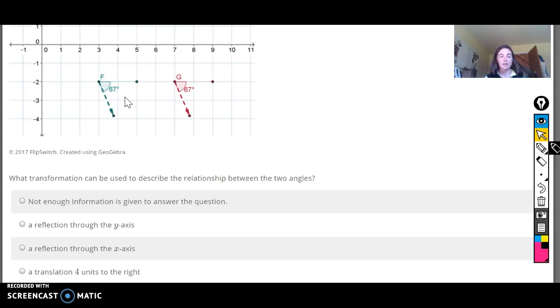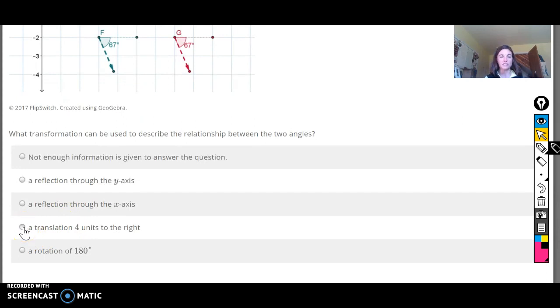So in this case, they are both 67-degree angles, so they're identical angles, and one is moving from point 3 to point 7. So our F, the vertex of our angle, is moving from 3 to 7, and that's called a horizontal translation. We're just moving along the x-axis there from 3 to 7. It didn't move along the y-axis at all, so there's no vertical translation, simply a horizontal translation of 4 units to the east. So we would say translation of 4 units to the right.